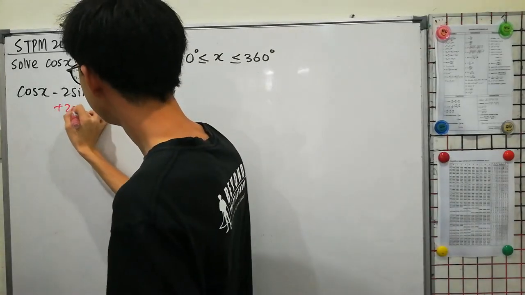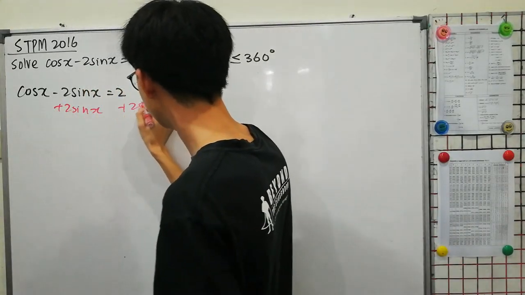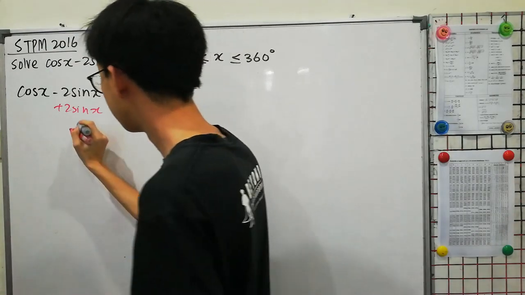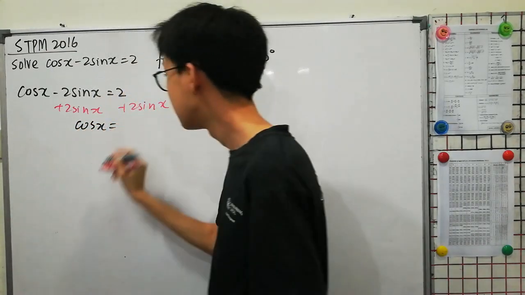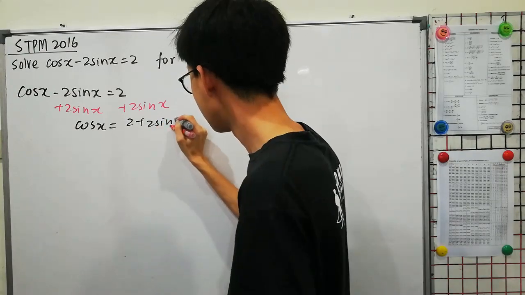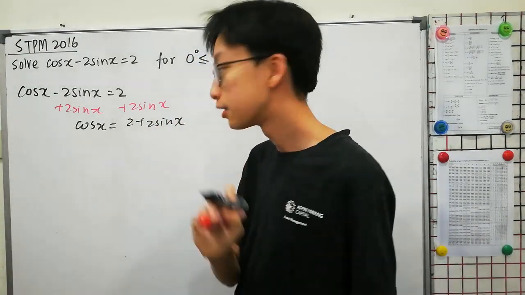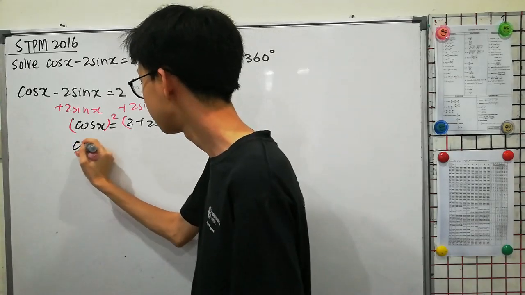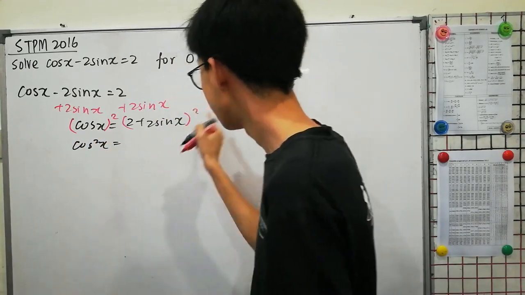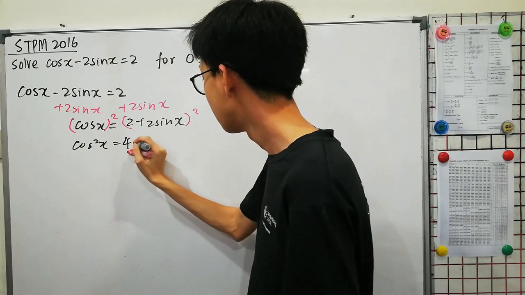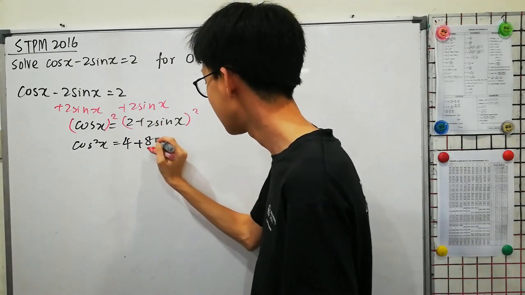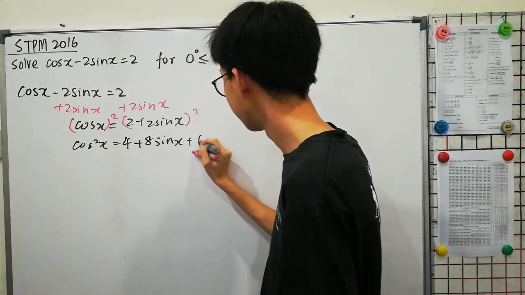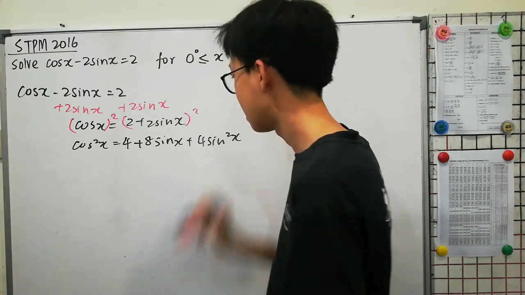First, we'll add 2 sin x to both sides, so that we'll have cos x on the left hand side and 2 plus 2 sin x on the right hand side. To get the square terms, we will square both sides. We'll have cos square x equals, expanding the bracket, 4 plus 2 times 2 times 2 sin x, which is 8 sin x, plus 4 sin square x.